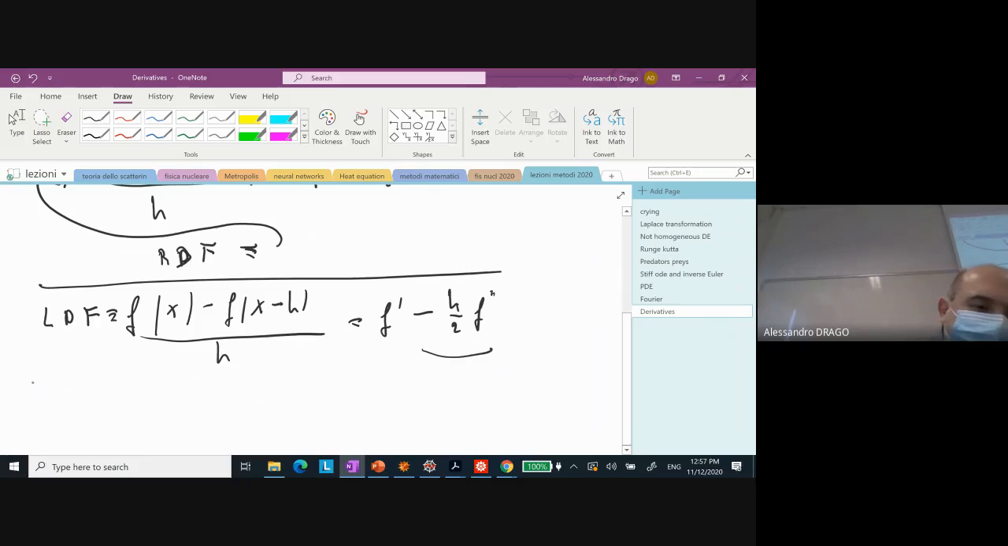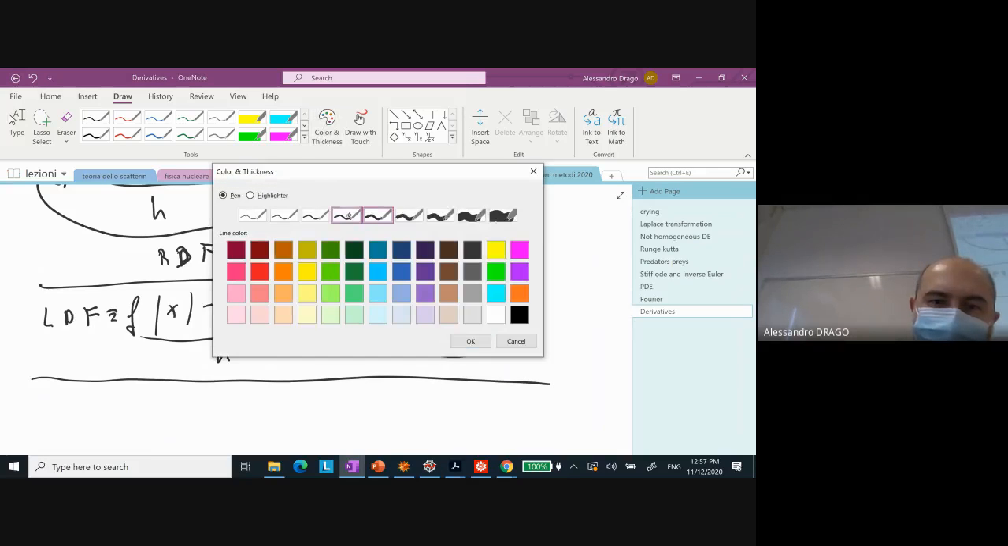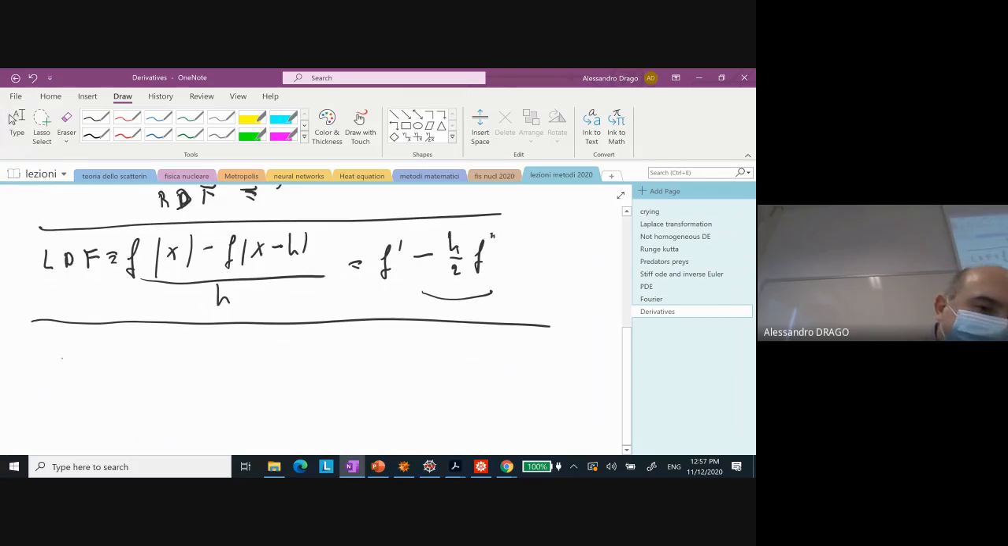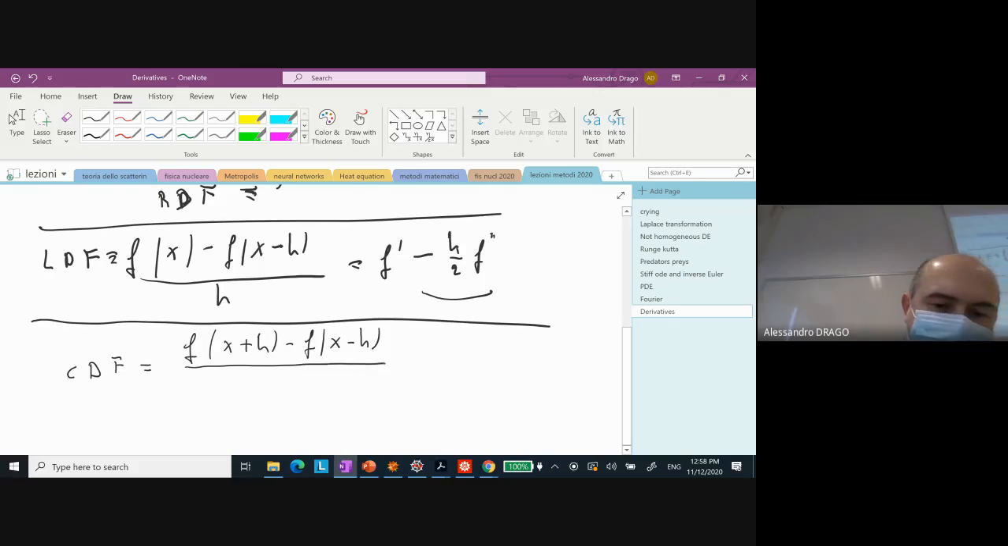Funny enough, I can do better. This is really too large. Let me restrict slightly this. I can do better. I can define a central derivative of f, which is f evaluated at x plus h minus f at x minus h, divided by 2h.